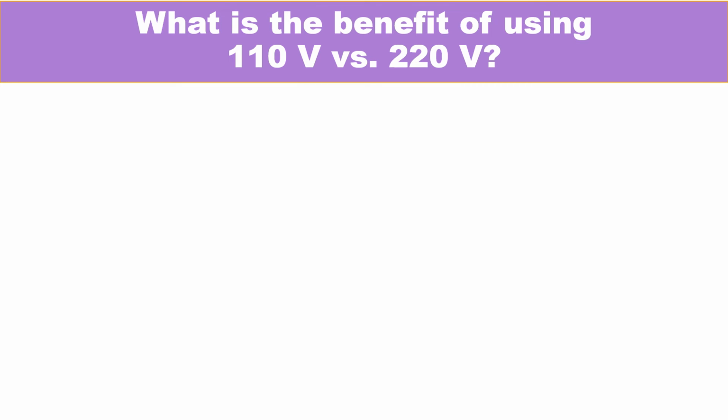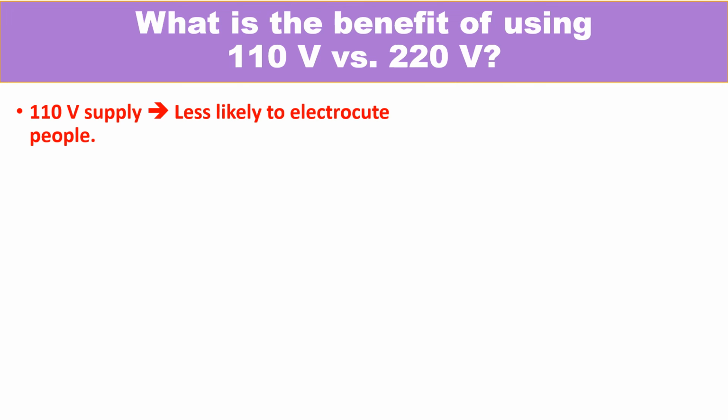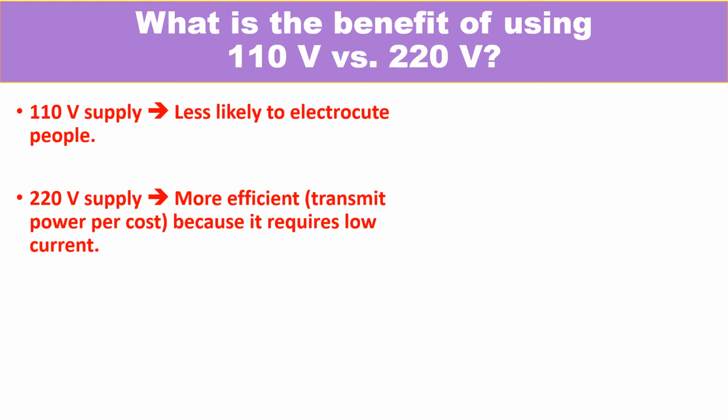I mentioned to you a little bit about 110 volt versus 220 volt. So 110 is what Canadians are using. 220 is what Asian countries like Korea are using. Which one is beneficial? Long story short, a 110 volt supply is less likely to electrocute people. So in terms of safety feature, this is better, but 220 volt is more efficient. It actually has a higher potential difference.